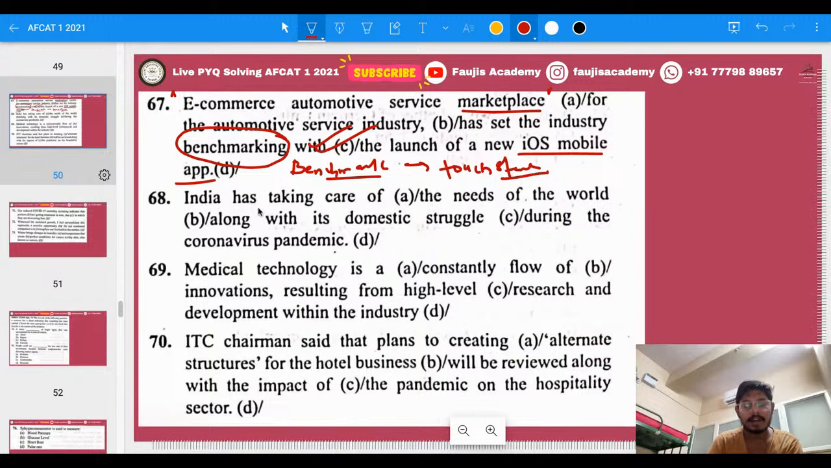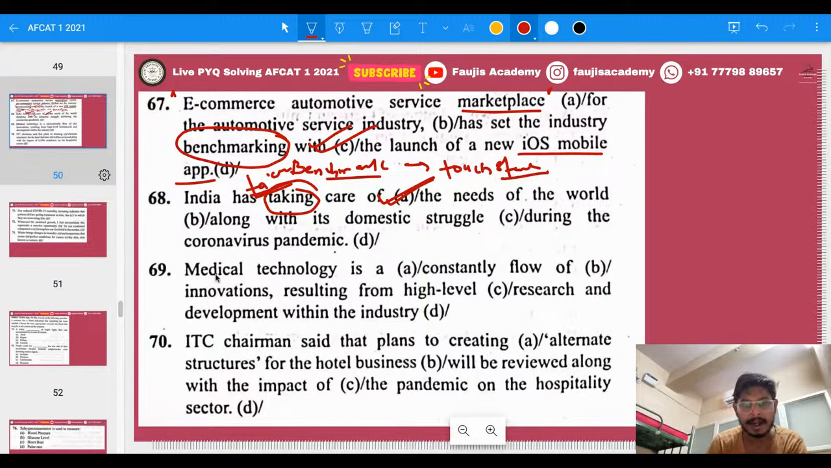India has taken. You see the way I said it. India has taken over here in the speech itself. You see, India has taken care of. Does it not sound awkward when you listen to it? India has taken care of the needs of the world along with the domestic struggle during the coronavirus pandemic. India has taken care of, that will be the correct usage, guys. Write down the question number and answer.